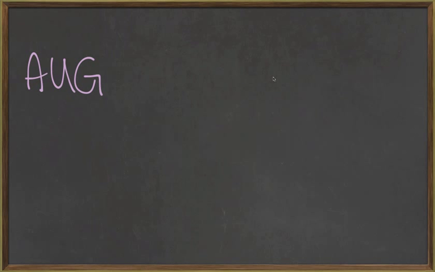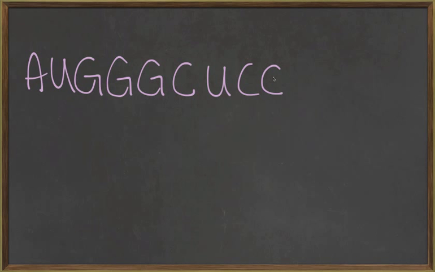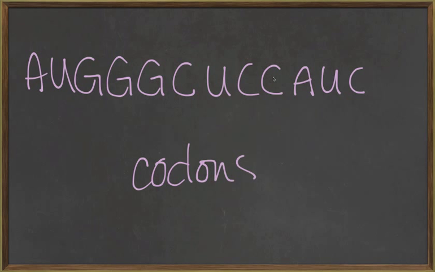So first thing and first big vocab word that I need you to know is codons. If I gave you this mRNA strand, AUG, GGC, UCC, AUC, and I could keep going, the way this is read first is we have to divide it out into what we call codons. A codon, if you've never heard this before, is a set of 3 bases.